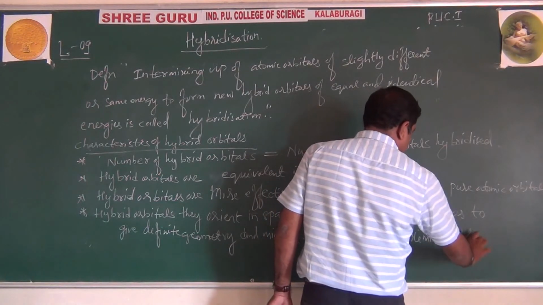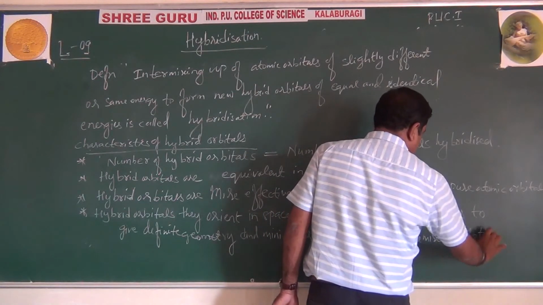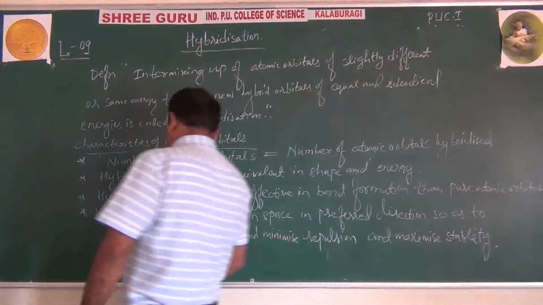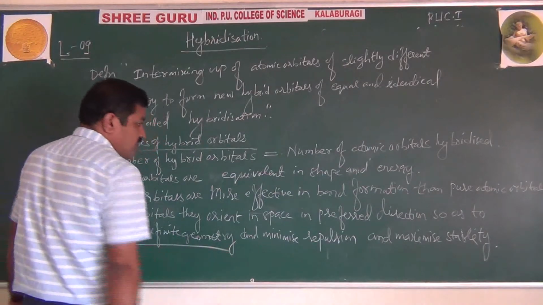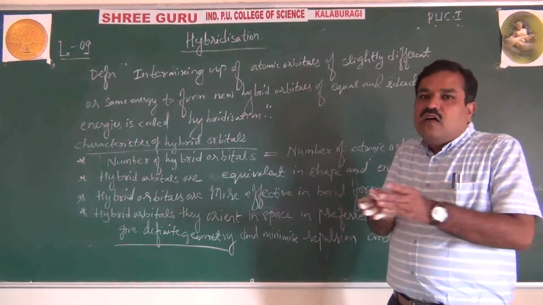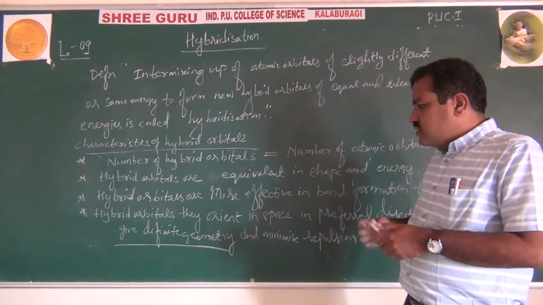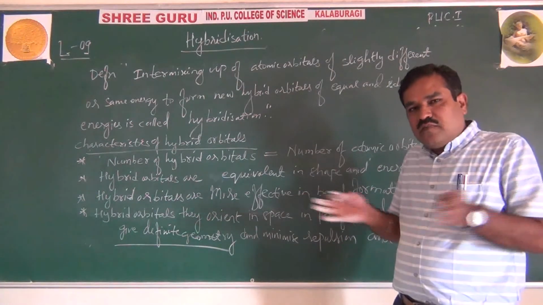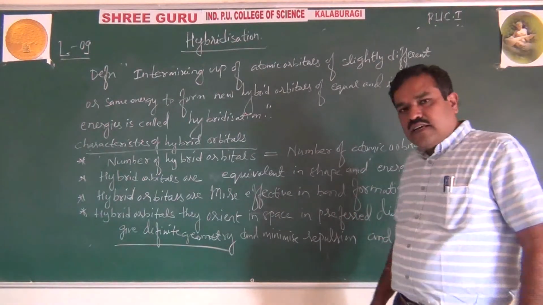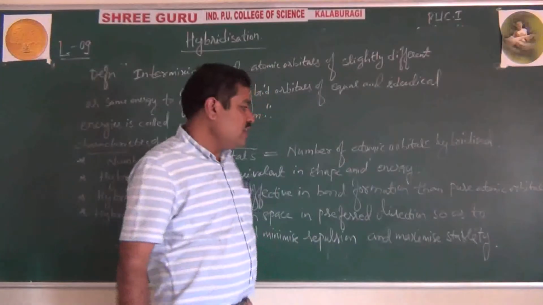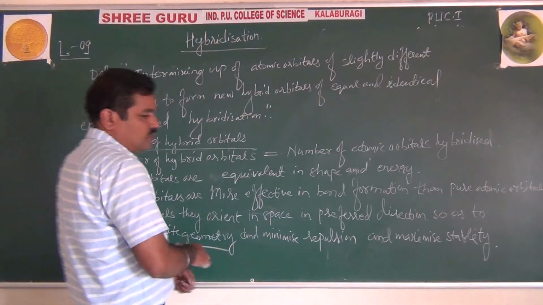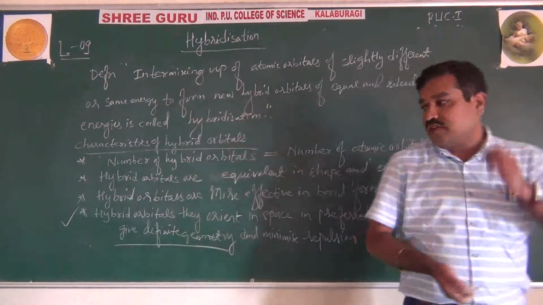Stability. Thereby minimize repulsion and maximize stability. It becomes stable. Very, very important. They will not orient in space like anything. They will orient in space in some definite fashion, definite geometry, so as to give definite geometry, thereby minimizing repulsion between bonding pairs and thereby losing energy and becoming stable. Very, very important. That is the characteristic of hybrid orbitals. These first four basic points you have to know.